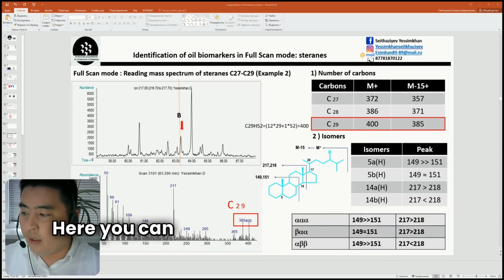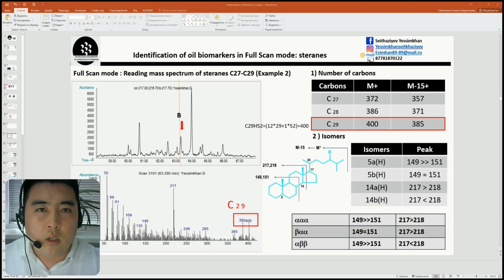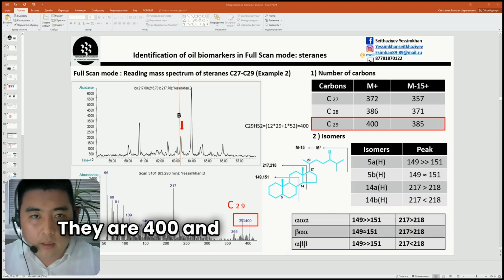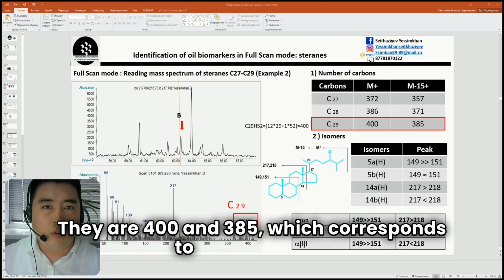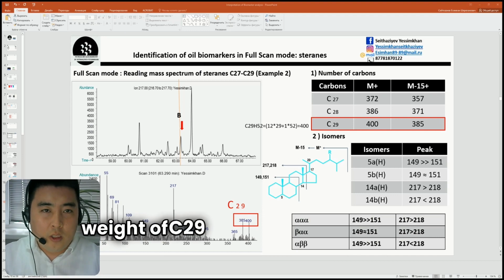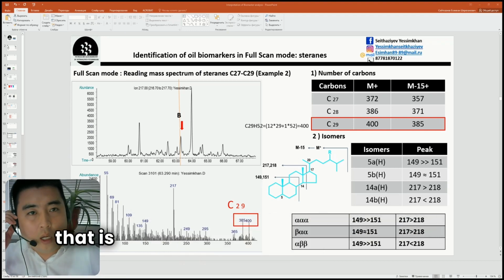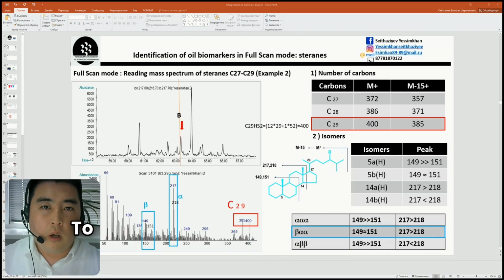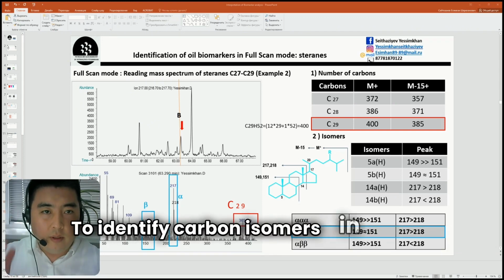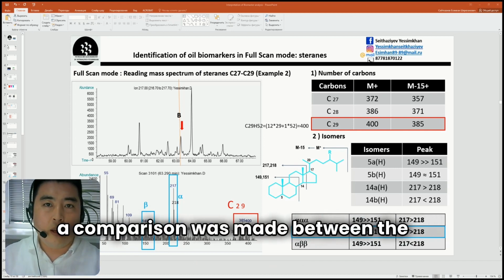Here you can look at the last dominant two peaks. They are 400 and 385, which corresponds to the molecular weight of C29 sterane and minus the methyl group. That is our unknown peak. B is C29 sterane. To identify isomers in the mass spectrum, a comparison was made between the two peaks.